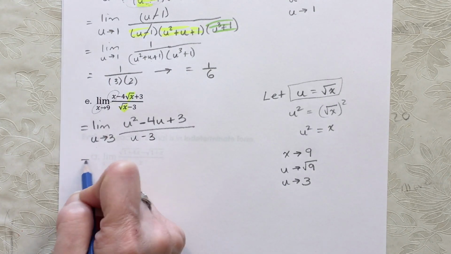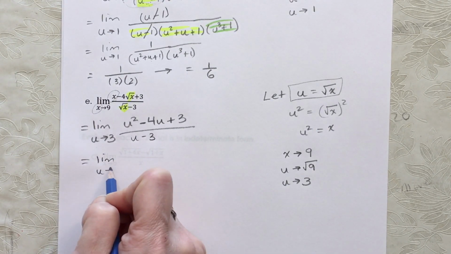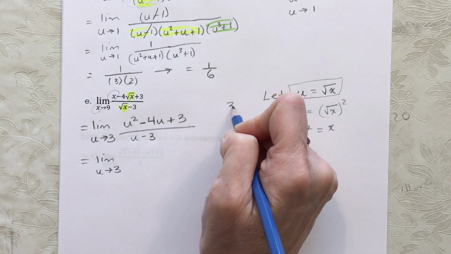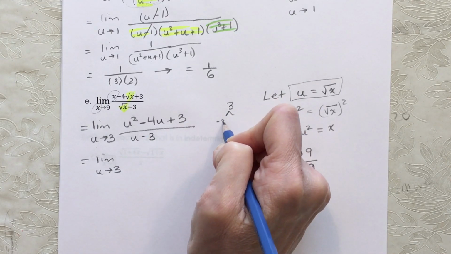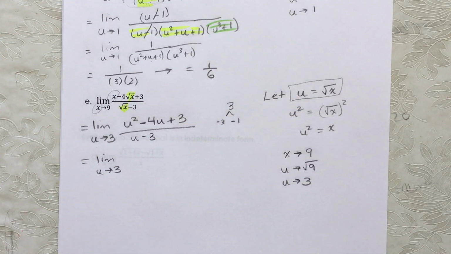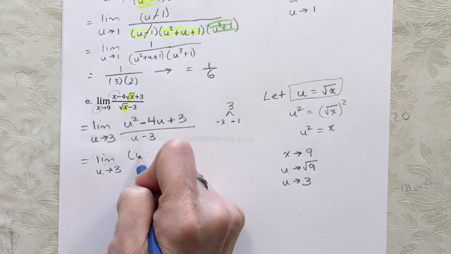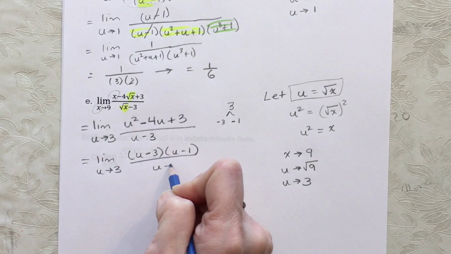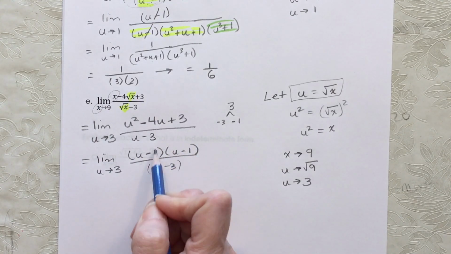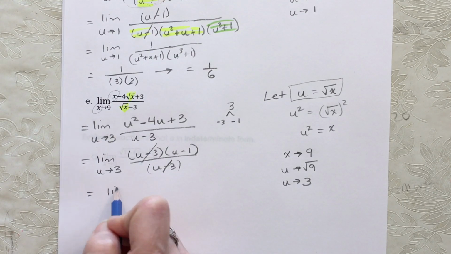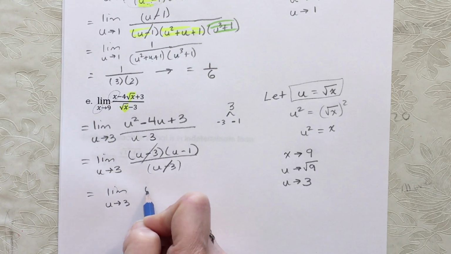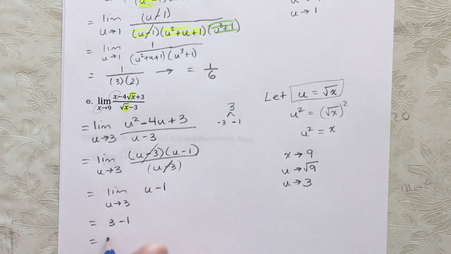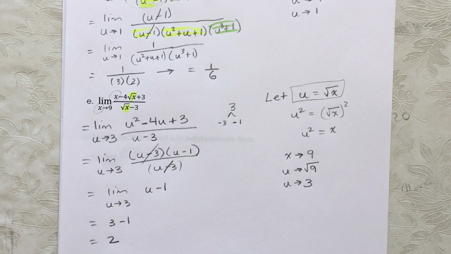I can't substitute 3 in, so I'm hoping that factoring is going to help me. And the numerator is a simple trinomial, where I would need two numbers that multiply to positive 3 and add to negative 4. So they'd be negative 3 and negative 1. So I can factor the numerator to give me u minus 3, u minus 1 over u minus 3. And then my u minus 3's would divide out. Now it's safe to let u approach 3. So my answer is 2.